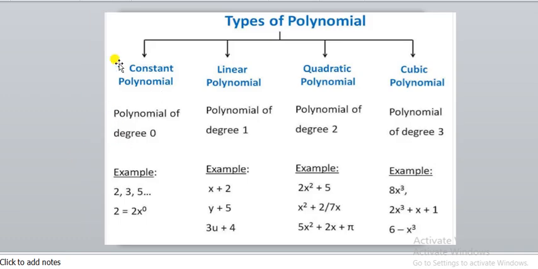First is the constant polynomial, a polynomial of degree 0. A polynomial whose degree is 0. Examples: 2, 3, 5. So 2 we can write as 2x raised to 0, and 3 we can write as 3x raised to 0. So we have the constant polynomial.